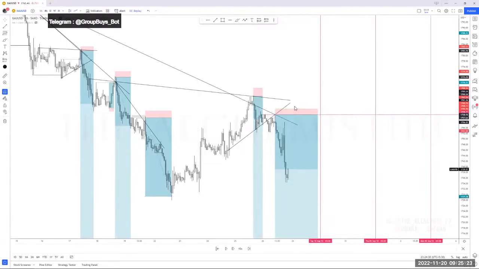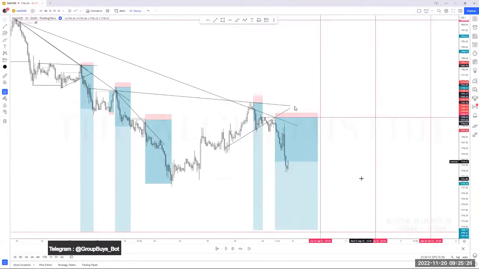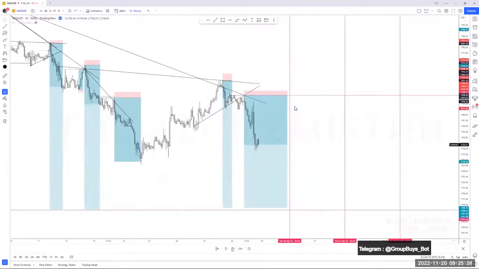Okay, you see that, right? Tap, and then it starts to drop. Very clearly it starts to fall. So there it comes.